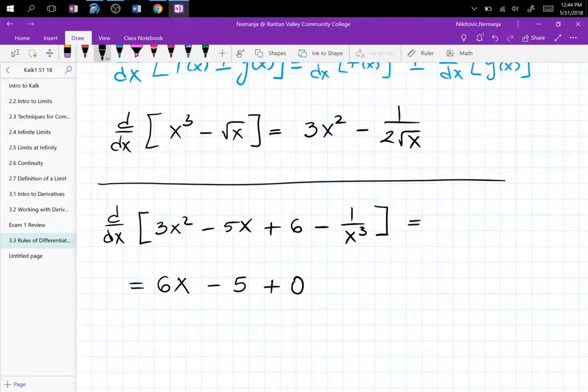Plus 0, which is derivative of a constant, right? 6 is a constant. Derivative of that is 0. That was the first rule we had today.